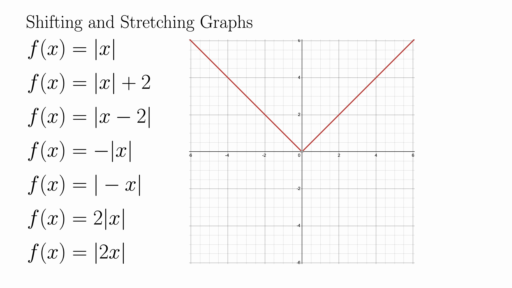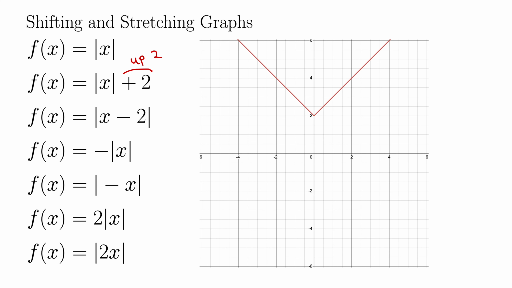Okay, so here's our base graph, f of x equals absolute value of x. That's probably something you should be able to graph without plotting points. Now for this first transformation, we have f of x equals absolute value of x plus 2. This plus 2 is going to be up by 2, right? And minus 2 on the outside of the function would be down by 2. And there we have it. The graph is shifted up by 2 units.